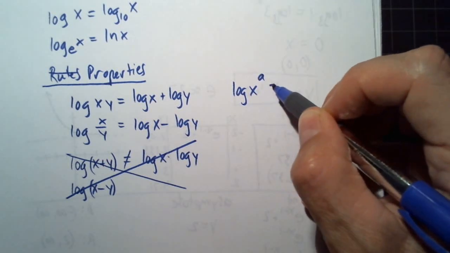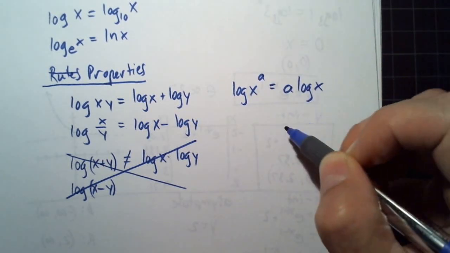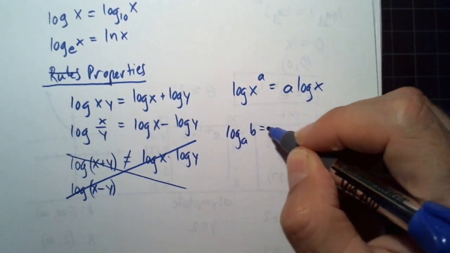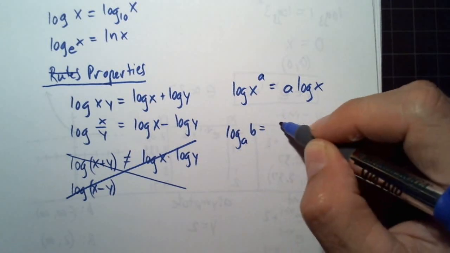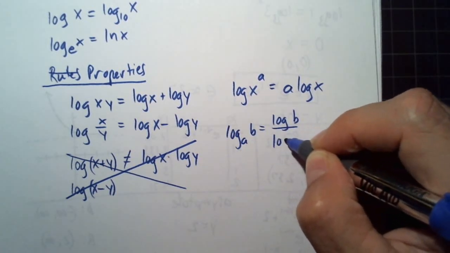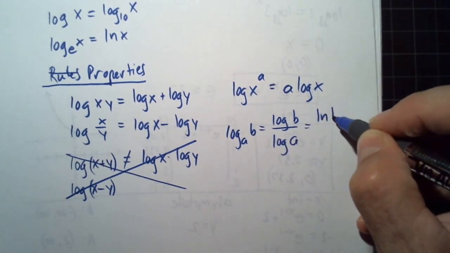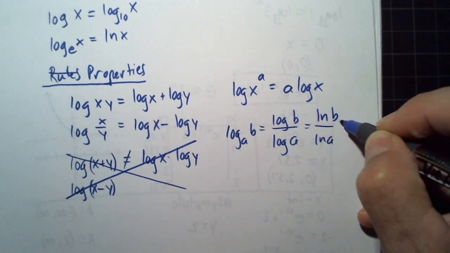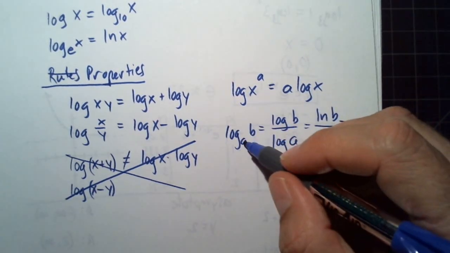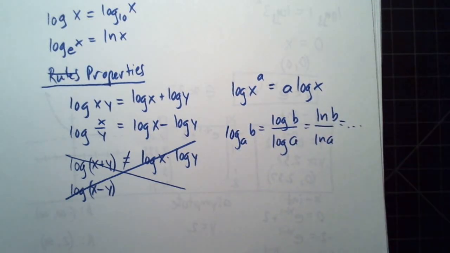If there's an exponent, it can be written as the coefficient. And if we want to change the base, we can rewrite it as log base 10 of b over log base 10 of a. Or you can do natural log of b over natural log of a, or you can change it to whatever base. So this is base a, base 10, base e. It can be whatever base you want it to be.